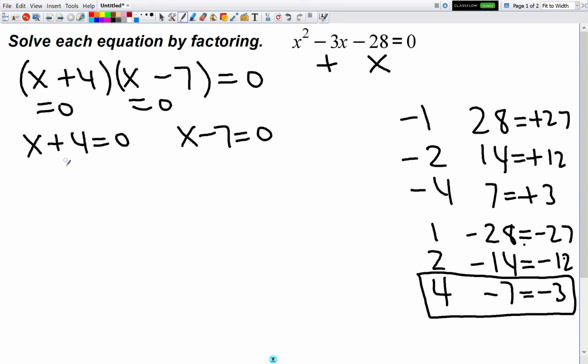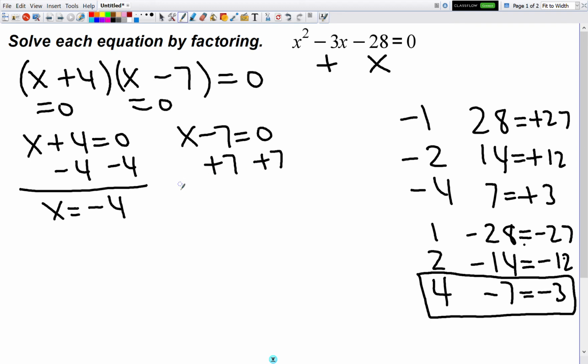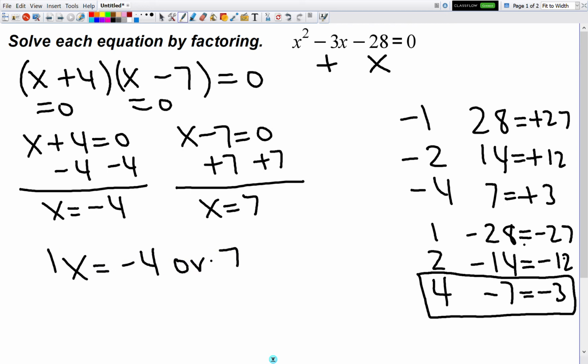To solve for x, you just got to get it by itself. So subtract 4 from both sides, and you get x equals negative 4. Then on the other side, you're going to add 7, and you get x equals 7 for that side. So we have two answers for x. x can either be negative 4 or it can be 7, and that's our final answer. Pretty simple, huh? Okay, so let's move on to the next problem.